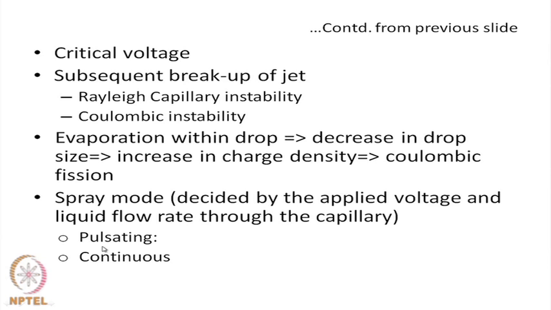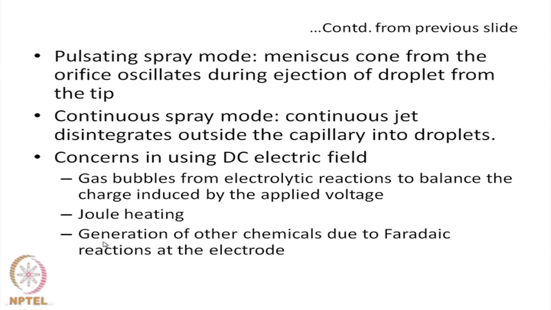Now, what you have in pulsating spray mode is that the meniscus cone from the orifice oscillates during ejection of droplet from the tip. On the other hand, in the case of continuous spray mode, a continuous jet disintegrates outside the capillary into droplets.